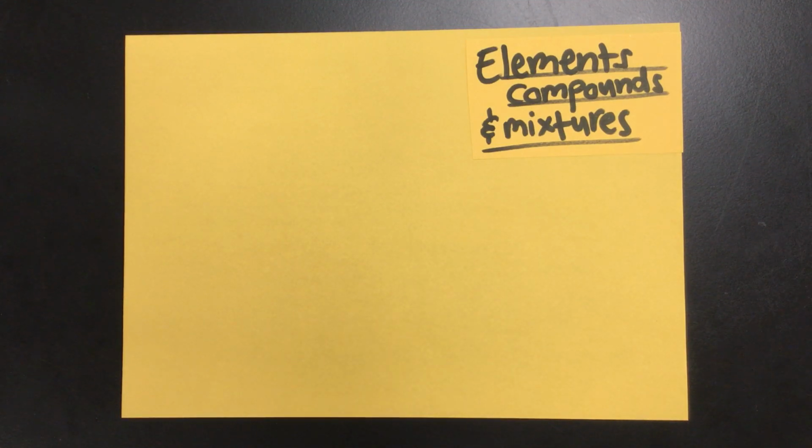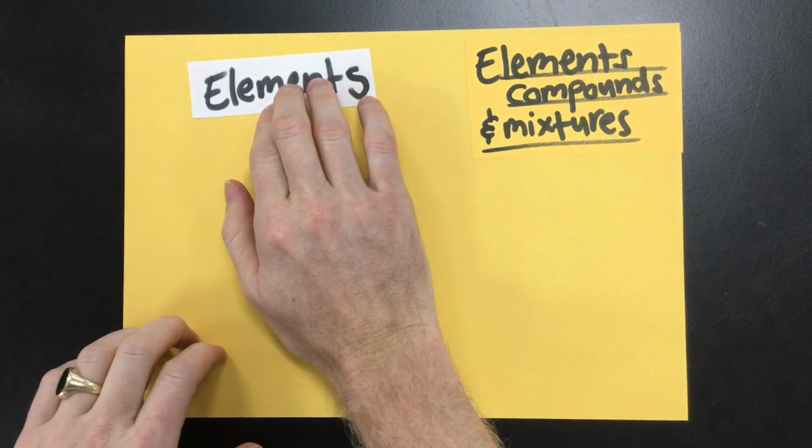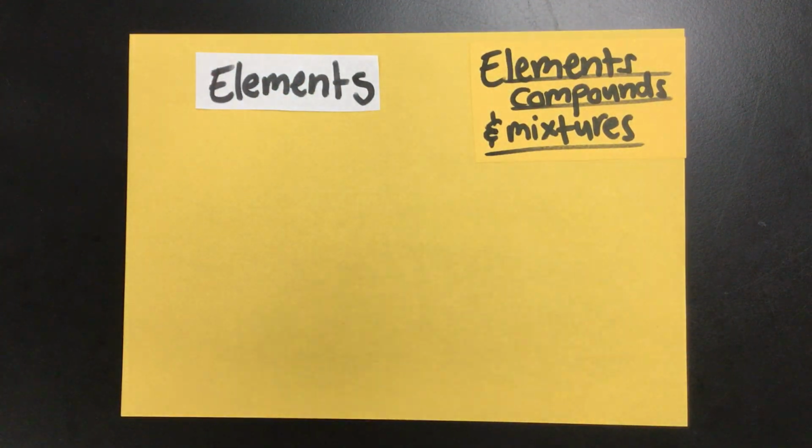Hello everyone, today I'm going to talk to you about the differences between elements, compounds and mixtures. First up, we're going to start off with elements. Now, elements are our purest form of any chemical. That means they are made up of only one type of atom.